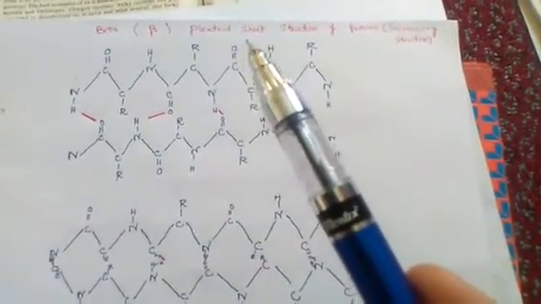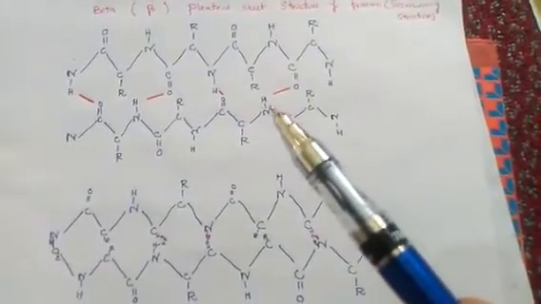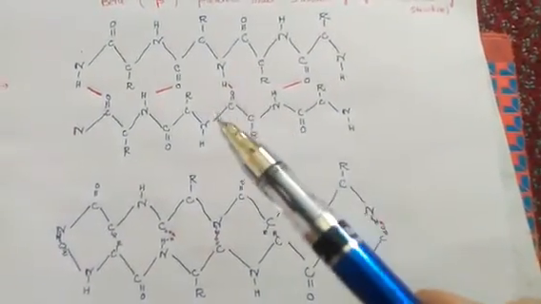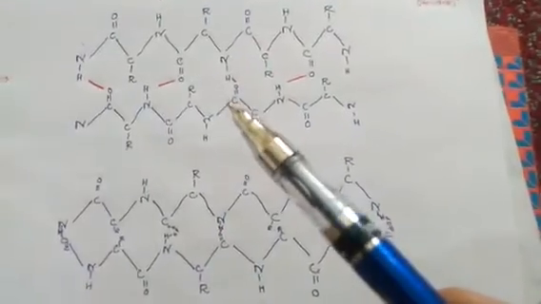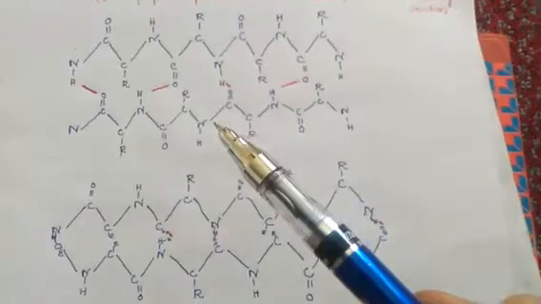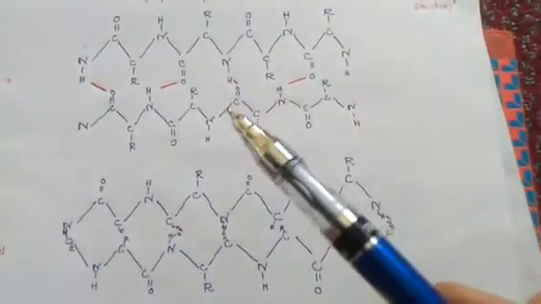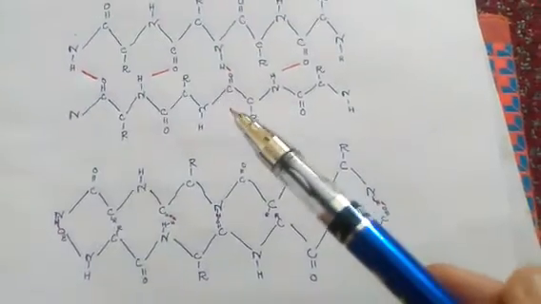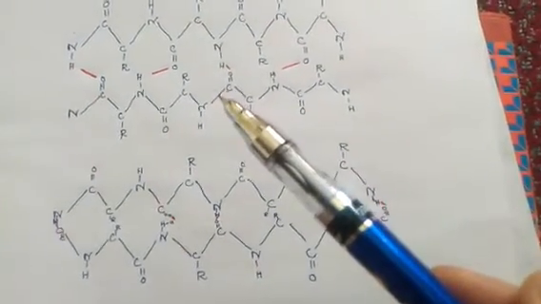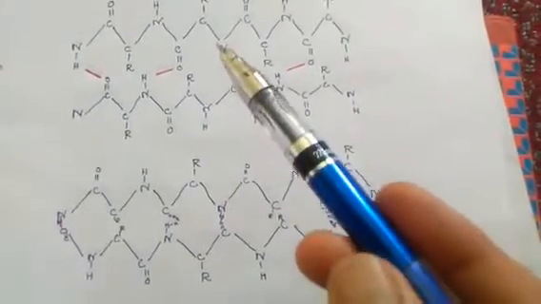Today our topic of discussion is beta pleated sheet structure of proteins. It comes under secondary structure of proteins. Before this we have discussed alpha helix structure of proteins. Today it is the turn of beta pleated sheet structure of proteins.